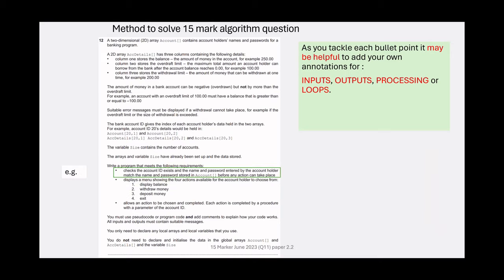So for example, when we do this first bullet point, we notice that we have to input an account ID, input a name, input a password, so we can sort of access the account details. And part of this first bullet point is we do some processing to check that those details match the details that are stored, so we can sort of validate the person that's logging in. And then you can try and write up the annotations as your own code or pseudocode.